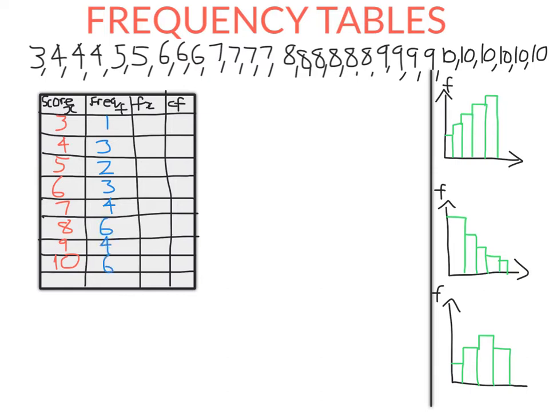At the bottom here, we write sum of f. That means the sum of all frequencies, which is 29. This is how many scores there were in total.